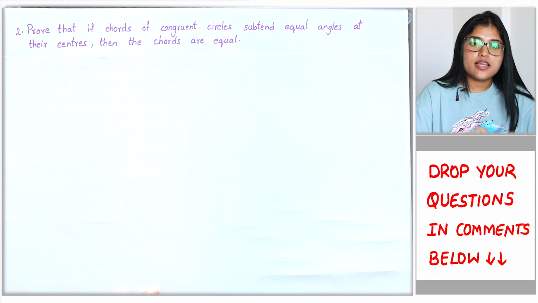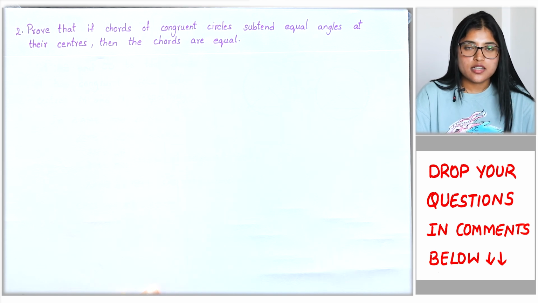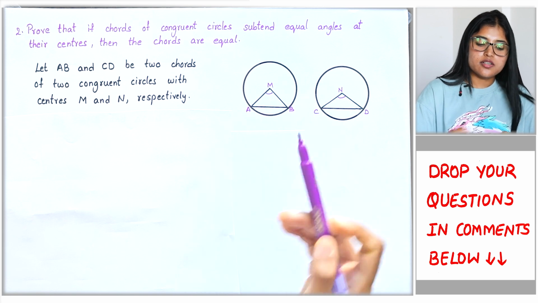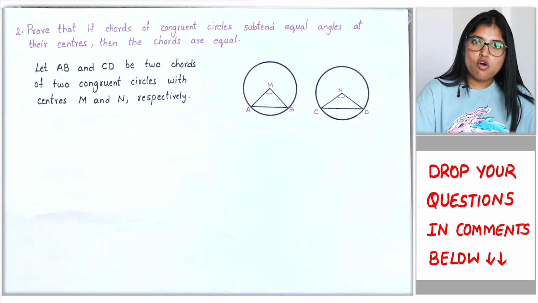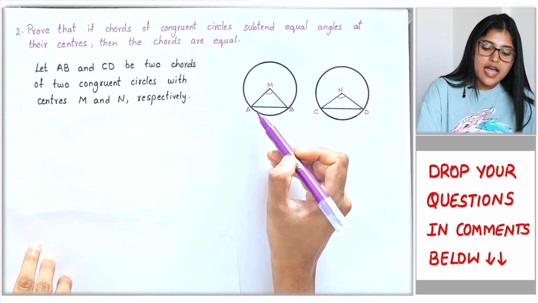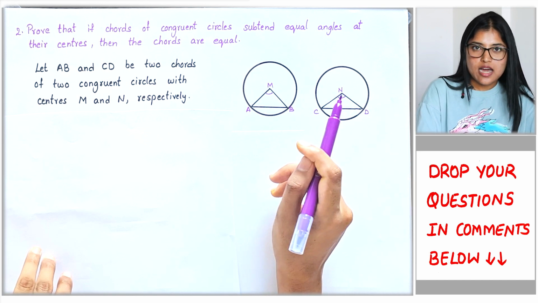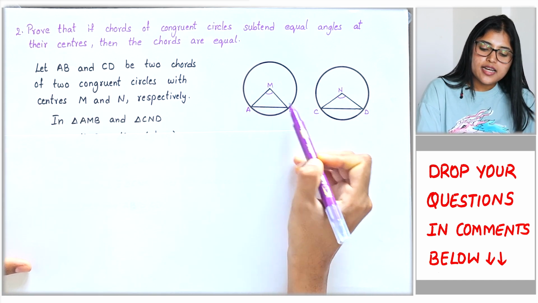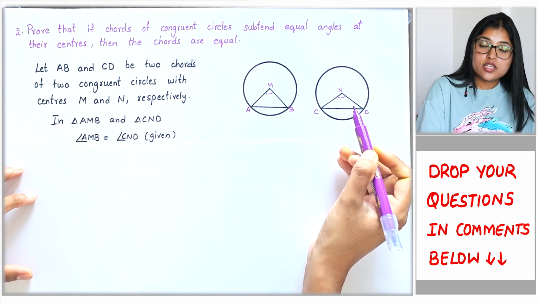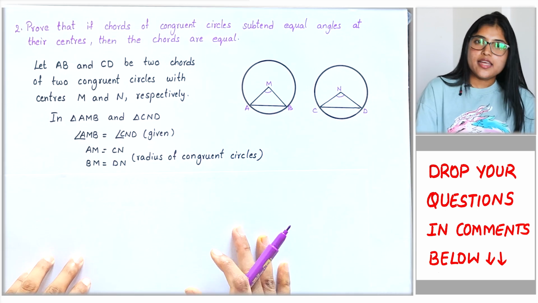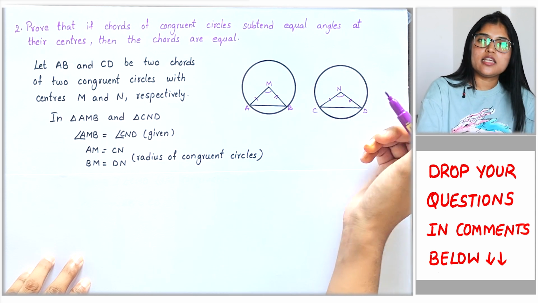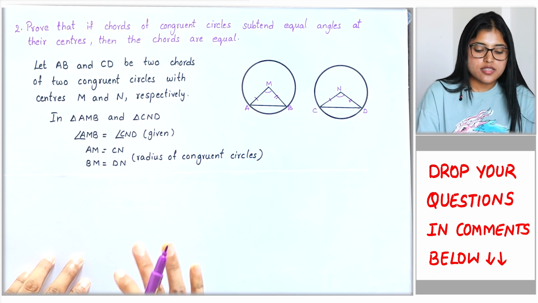Here they are already saying they are subtending equal angles at the center. We need to prove that these chords are equal. Let us start with these two circles. Let AB and CD be two chords of these two circles with centers M and N respectively. I know that angle AMB and angle CND are equal. Now considering triangle AMB and triangle CND, I know that angle AMB equals angle CND because that is given to us. I can say that AM and CN and BM and ND are equal because they are the radius of congruent circles.